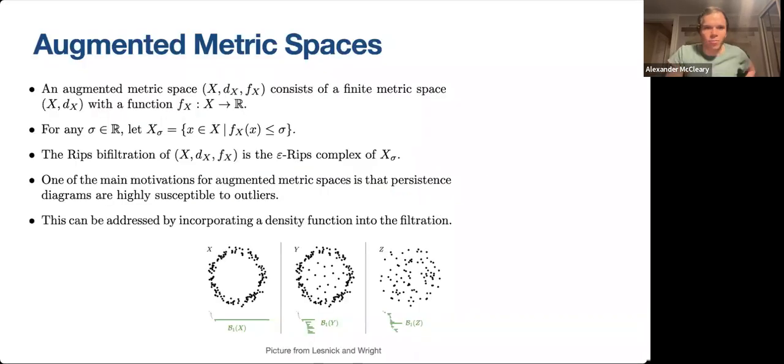Right, and so one way we can do this is with augmented metric spaces. If our function f_X is a function capturing density, then we can use this Rips bifiltration here and get a multi-parameter filtration that incorporates both density and scale parameter. And so we can fix this issue.